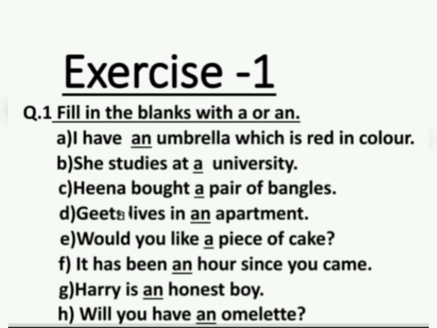Hina bought a pair of bangles. A pair. P is a consonant, so we are writing a in front of pair. Hina bought a pair of bangles. Geeta lives in an apartment. Apartment. A is a vowel, we know. So we are writing an in front of the word apartment.